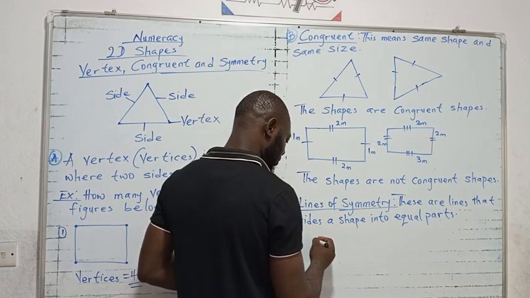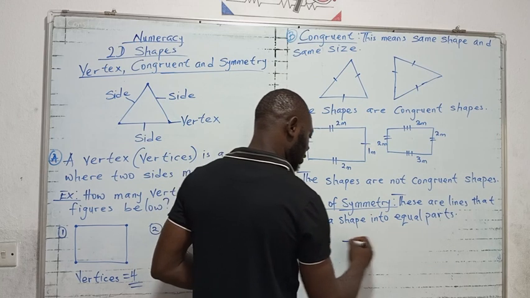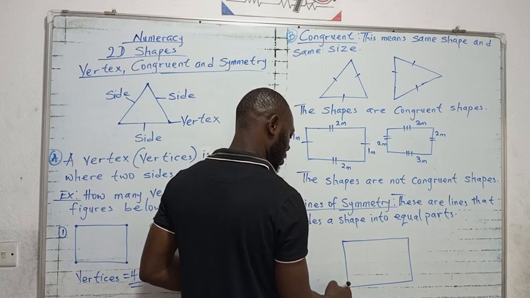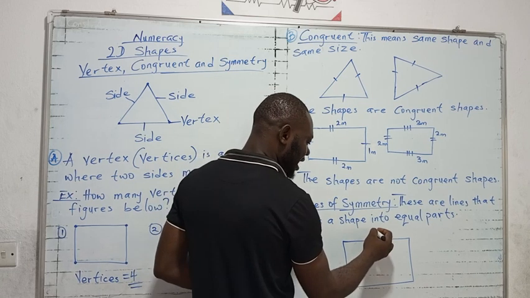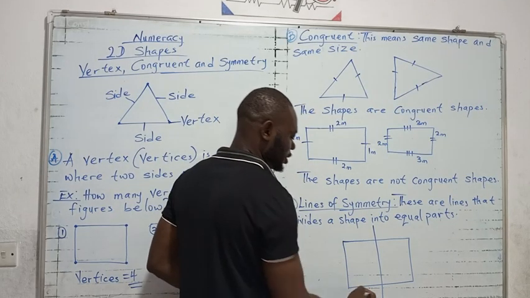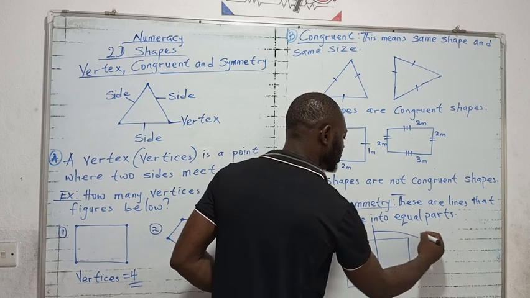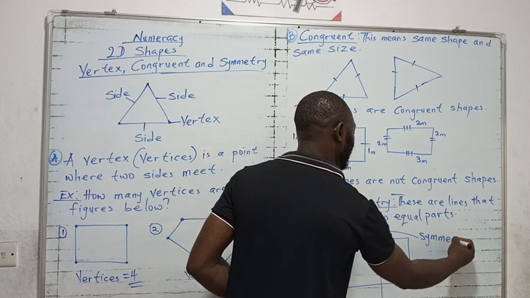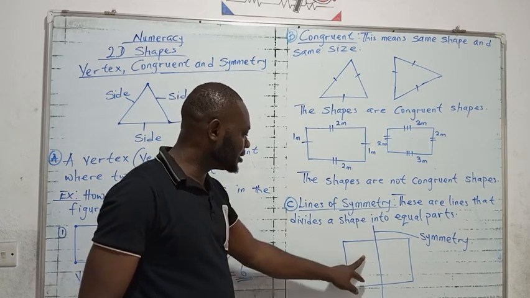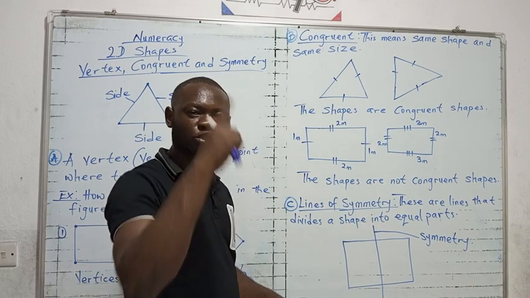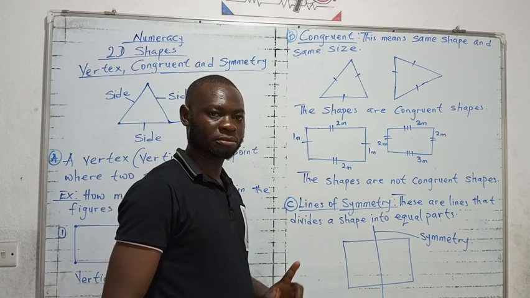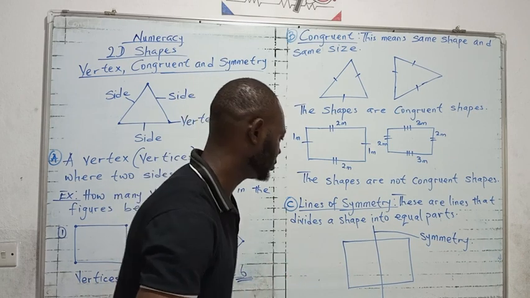Let's look at this shape. If this is the shape, that line that can come and divide this rectangle into two equal sides is called a line of symmetry. Okay? This line that divides the shape in equal parts is called a line of symmetry. Okay? Good.